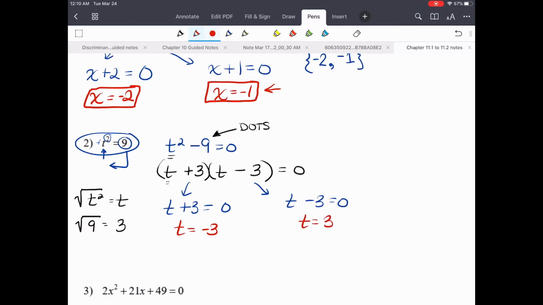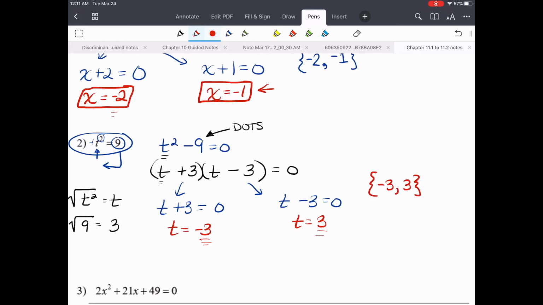Now don't assume they're always going to be like that. I know sometimes people see that. They're like, oh, I know one answer is going to be positive, one answer is going to be negative, and that's always how it's going to be. Well, I mean, the first example kind of showed us that didn't happen. This one came out to be just -3 and 3.